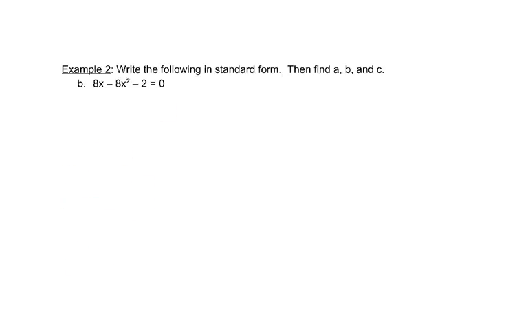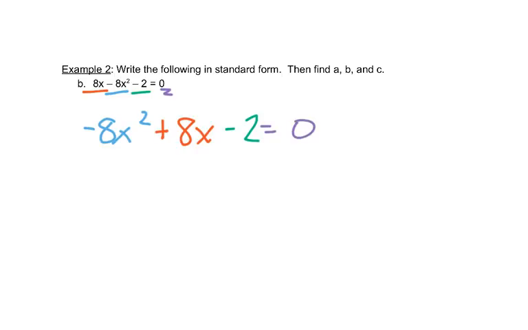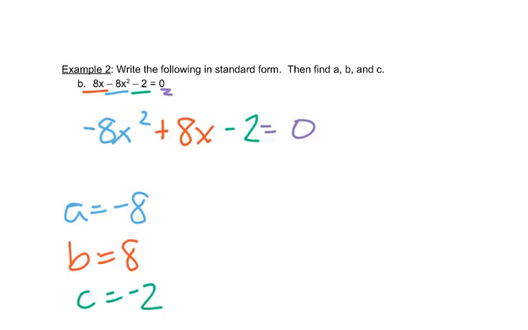So now we need to write this in standard form. So we need the x squared first, so here's the x squared. We need to keep the sign that's in front of it with it, and then the x, so that's positive 8x, so plus 8x, and then the number, and then equals 0. And then A is the number in front of x squared, B is the number in front of x, and C is the number that's by itself.